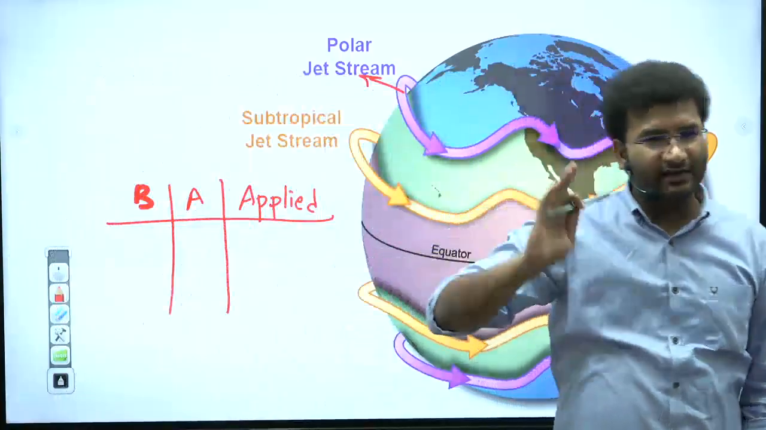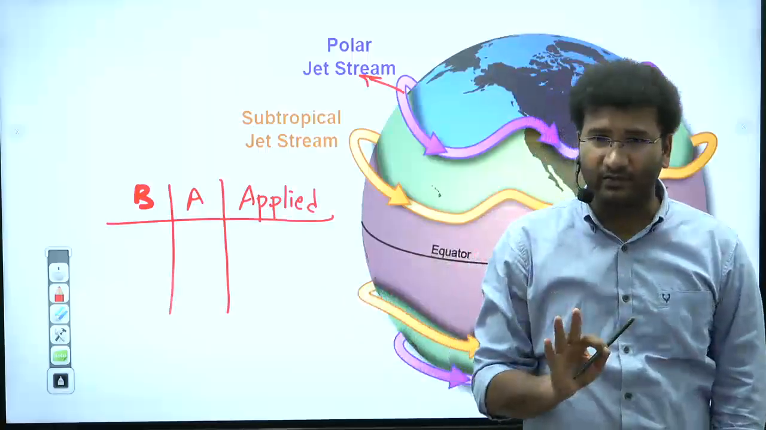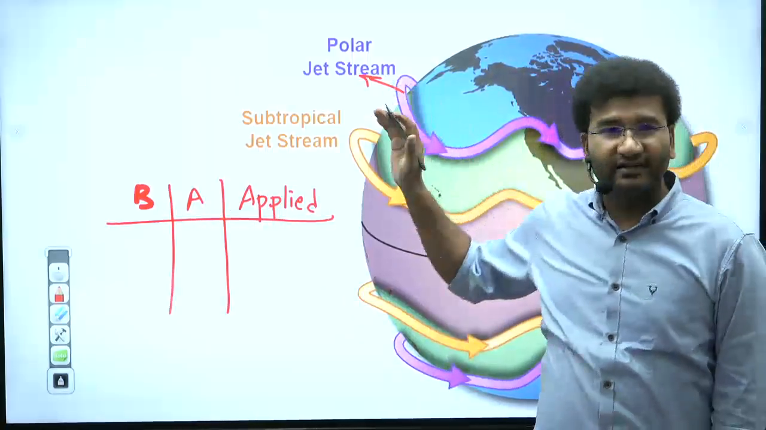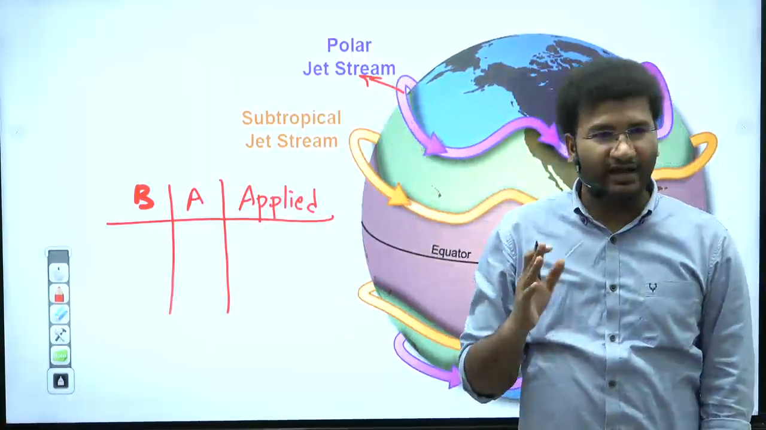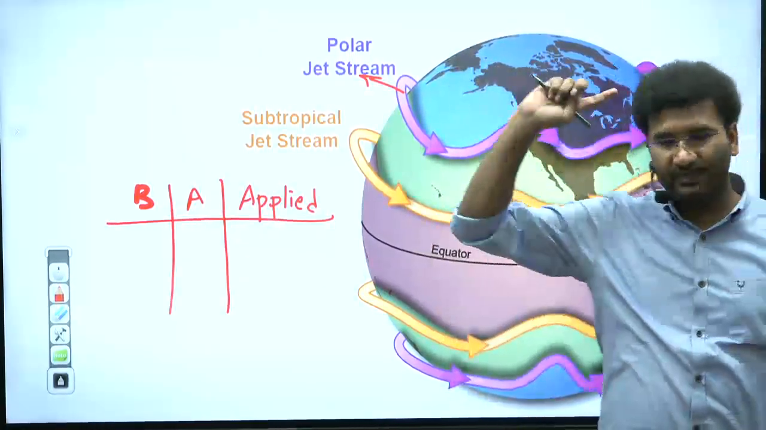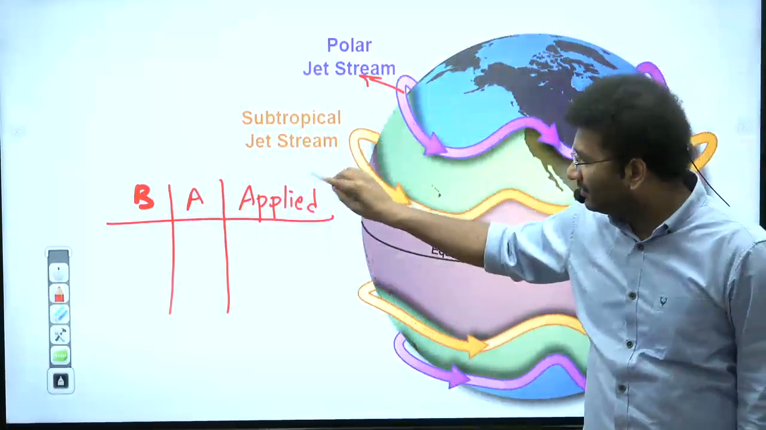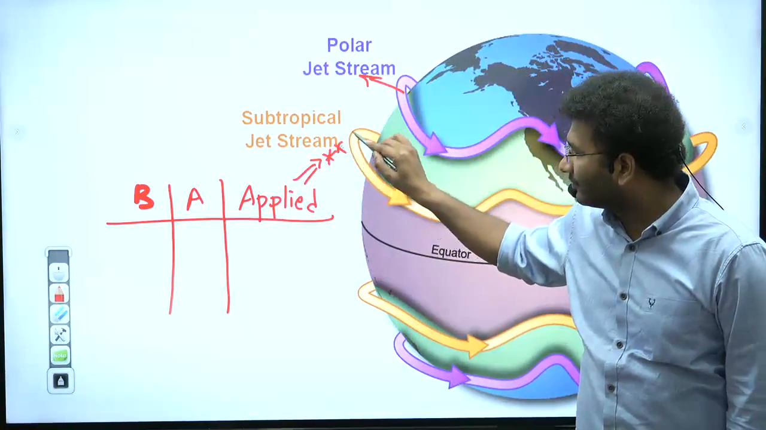I did not tell you how jet streams form. I did not tell you how the jet streams move. I only said there are jet streams present. I did not even tell you how they move with seasons. All of these things I'll explain in the further classes, not today. Right? So, this comes under the applied part.